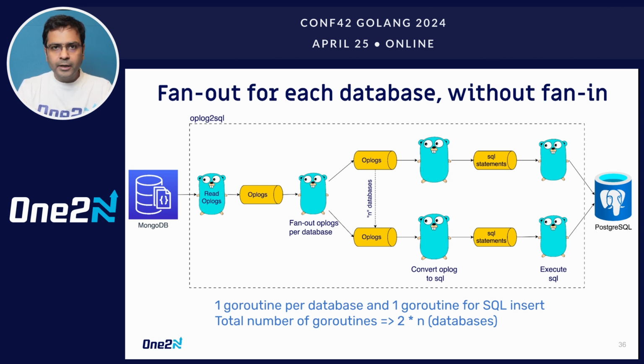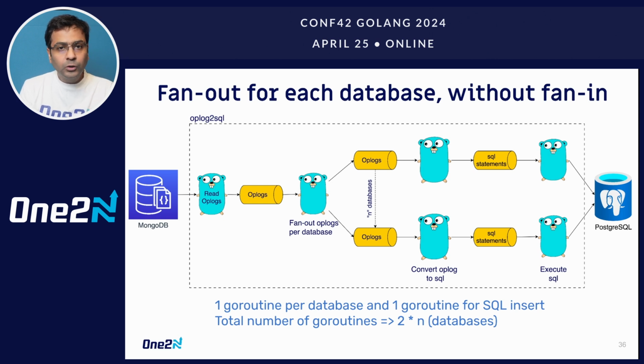Similarly, we have those n databases, right? We have n Go routines, but instead of fanning them all into a single channel, we are creating a channel for each Go routine. And similarly, to be able to insert records in Postgres, we are going to create n number of Go routines on the database also, right?